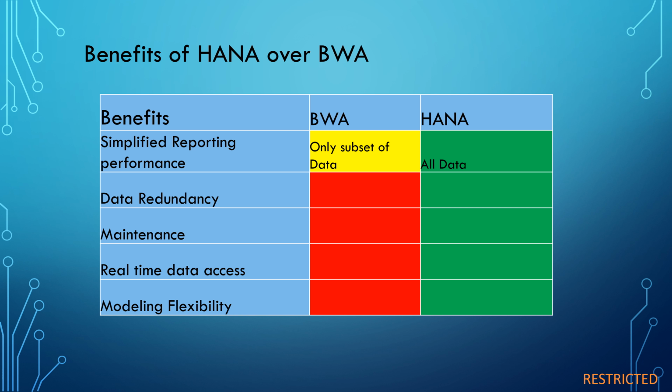Maintenance is required on both BW and BWA, like upgrades on both systems and applying patches on both systems. In HANA, the maintenance cost is not much. Real-time data access: BWA is near real-time, while HANA has real-time data.